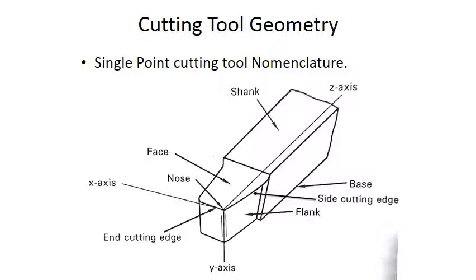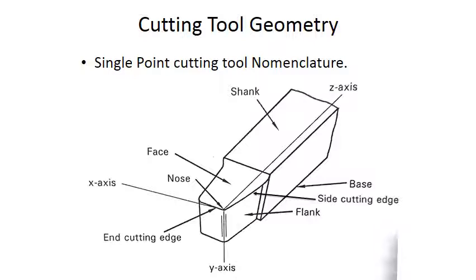And cutting edge. What is cutting edge? The cutting edge is the portion of the face edge that separates the chip from the workpiece. The cutting edge of the tool includes the end cutting edge and the side cutting edge. You can see the side cutting edge, this one. So this one is the end cutting edge.